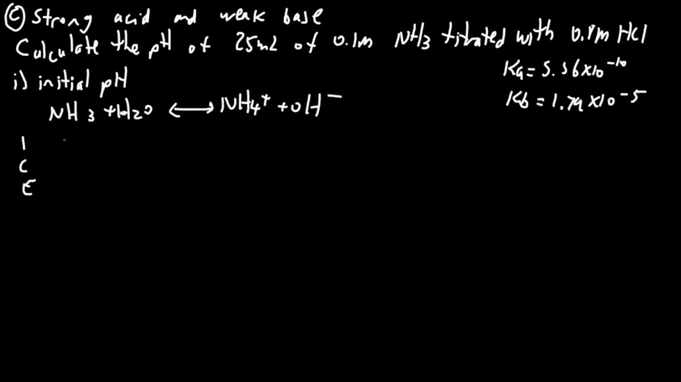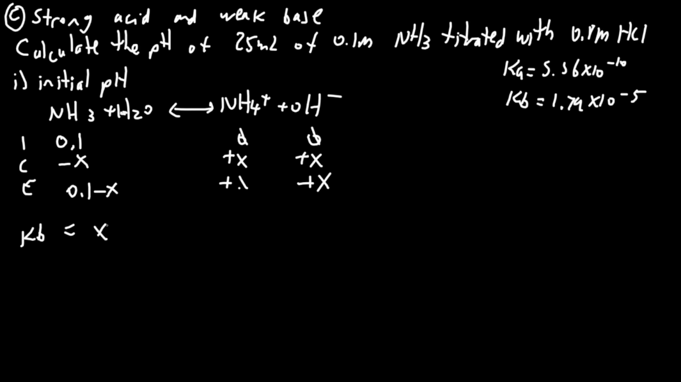In terms of concentration, we have 0.1 molar NH3, and 0 for NH4 plus and 0 for OH minus. For the change, you're going to lose 1 mole, so minus x, plus x on the other side because you're getting the product, so you have 0.1 minus x, plus x, plus x. Since you have OH minus, you are going to use the Kb value. So Kb equals x squared, because this is your products, over 0.1 minus x.